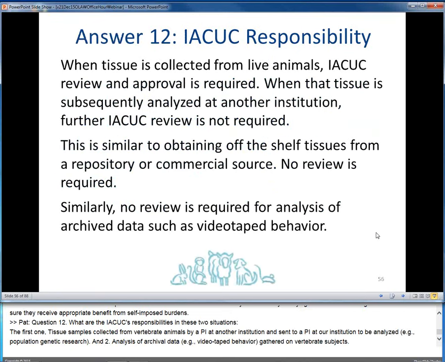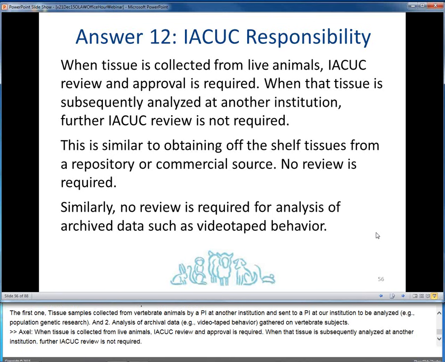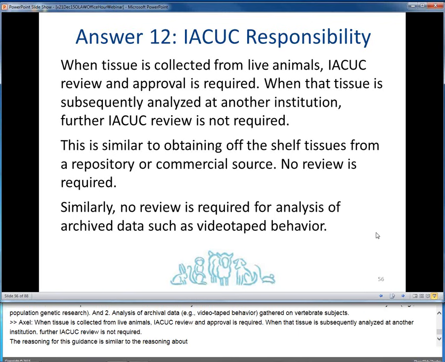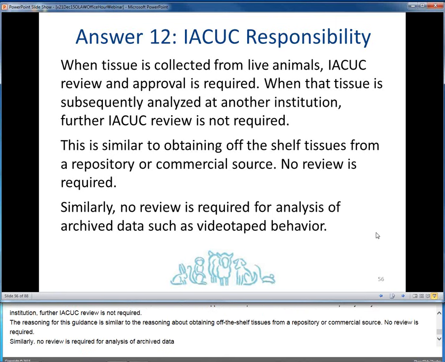When tissue is collected from live animals, IACUC review and approval is required. When that tissue is subsequently analyzed at another institution, further IACUC review is not required. The reasoning for this guidance is similar to the reasoning about obtaining off-the-shelf tissues from a repository or commercial source. No review is required. Similarly, no review is required for analysis of archived data such as videotape behavior.